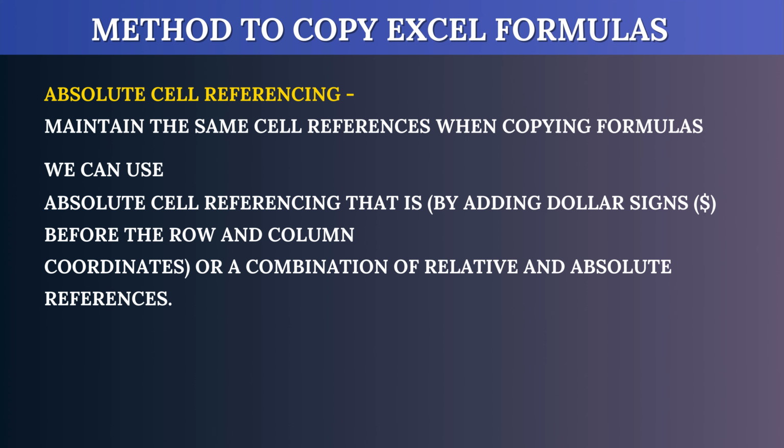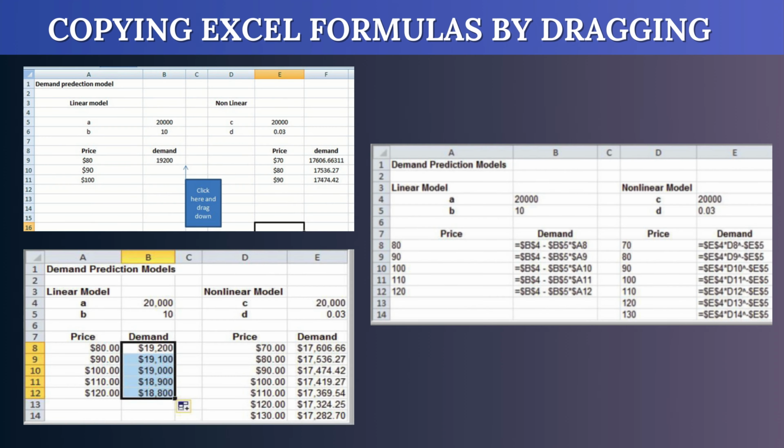However, if we need to maintain the same cell references when copying formulas, we can use absolute cell referencing, that is, by adding dollar signs before the row and column coordinates, or a combination of relative and absolute references. Copying formulas in Excel can save significant time and effort, especially when working with large datasets or performing repetitive calculations across multiple cells or ranges. Copying Excel formulas by dragging.